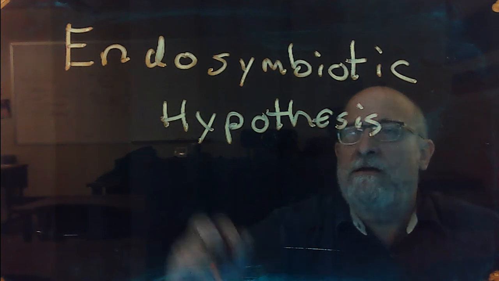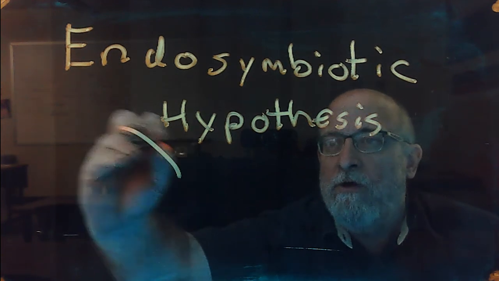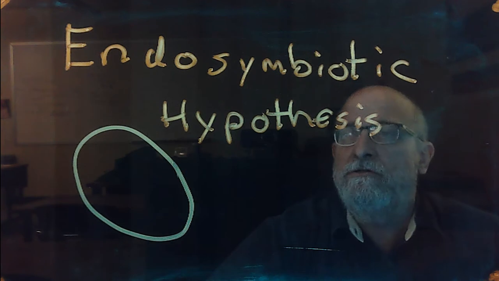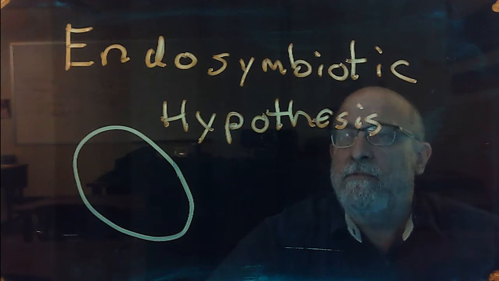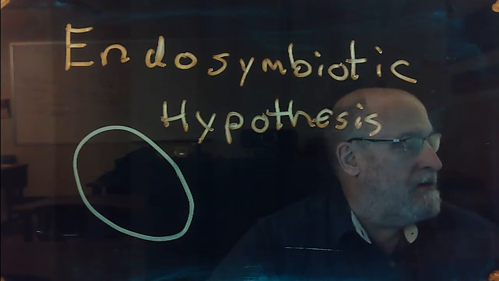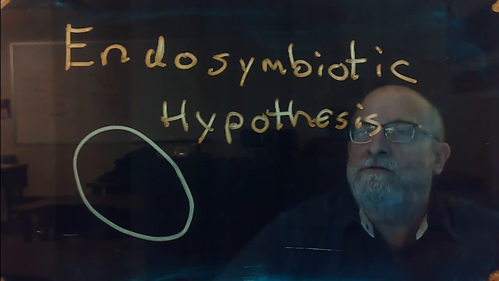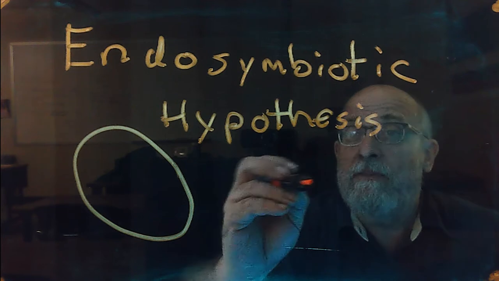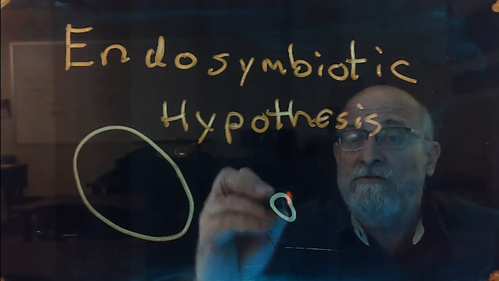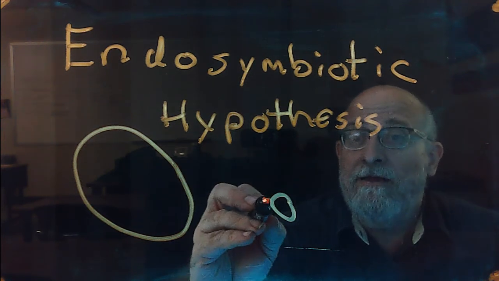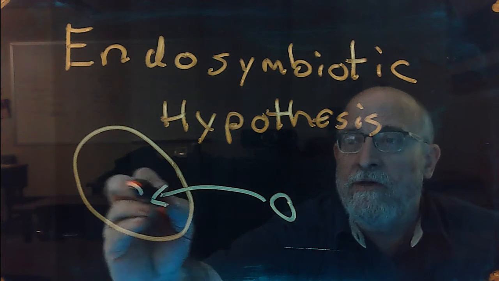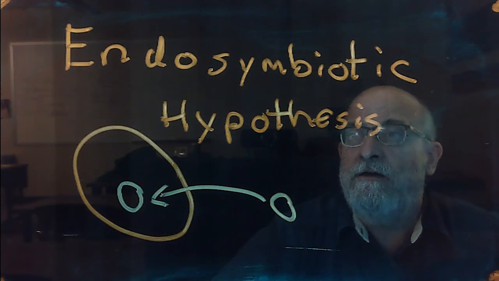So the idea is there was once a very large prokaryote, and it essentially swallowed a smaller one. So there was a smaller prokaryote, and it got engulfed, and you might say eaten, by the larger one.